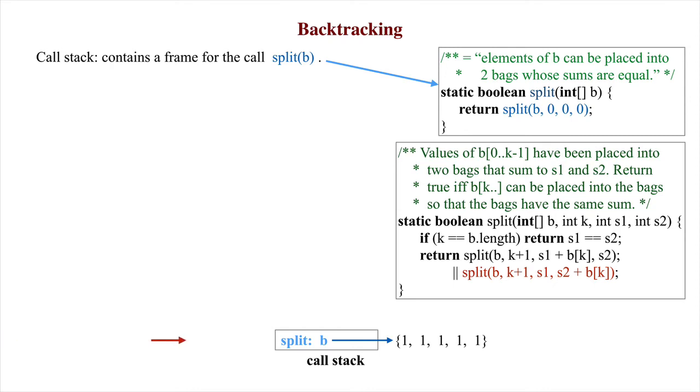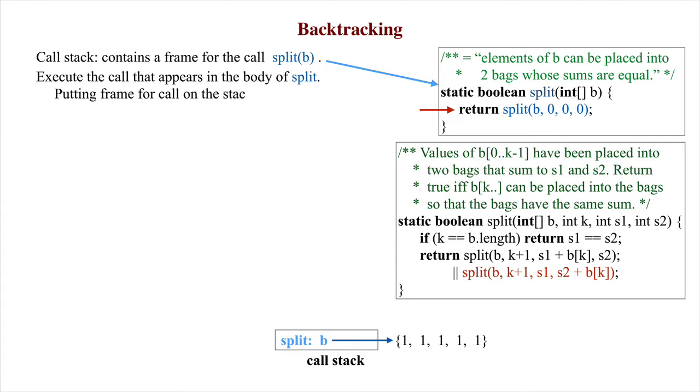The call stack contains a frame for the call split B, with B containing a pointer to the array containing 5 ones. We execute the call that is in the body of split. A frame for the call is placed on the call stack, and the argument values are stored in the parameters. In the frame for the call, we show parameters k, s1, and s2.